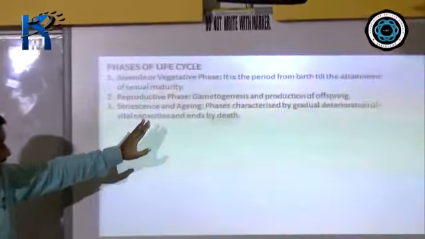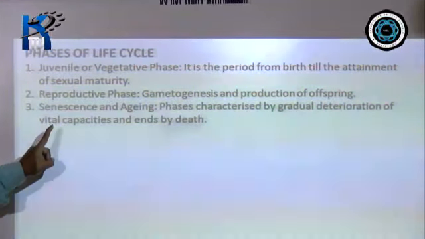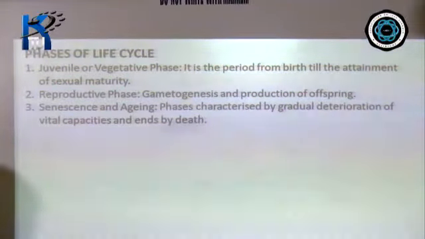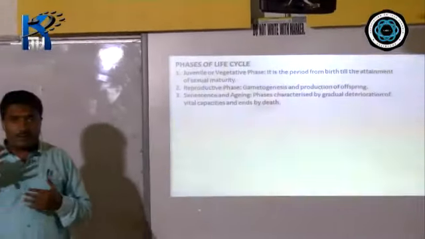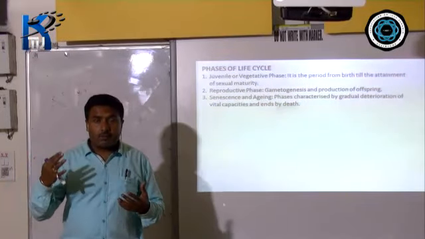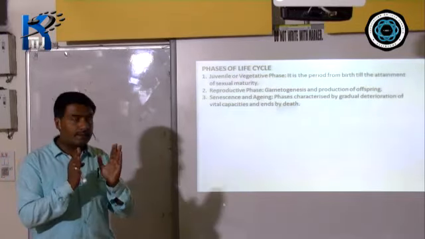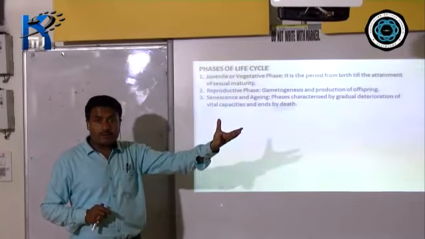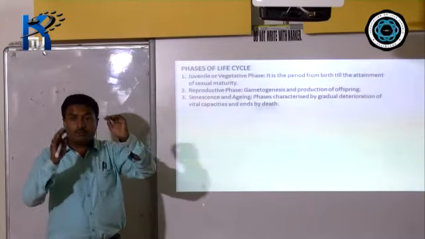Senescence and aging phase is characterized by gradual deterioration of vital capacity. That means in an individual, the physiochemical part of the body, each and every hormonal regulation, enzyme regulation, each and every body activity slows down. This slowing down is referred to as senescence. In the reproductive phase, spermatogenesis is going on, but in senescence, this process is going on, but it slows down.